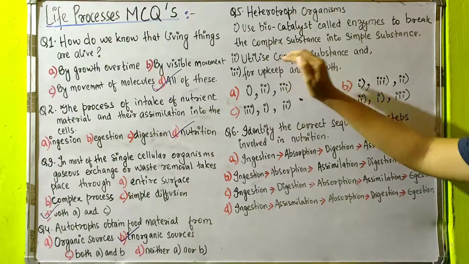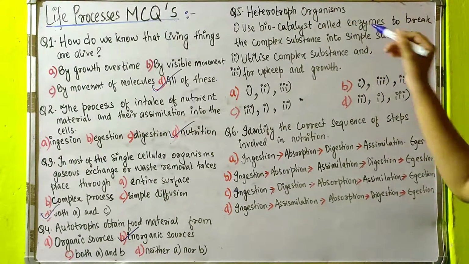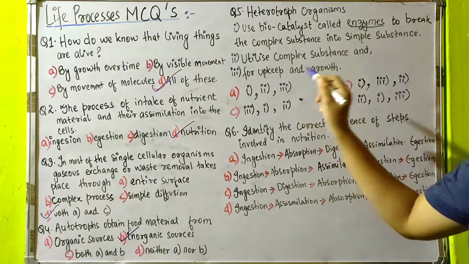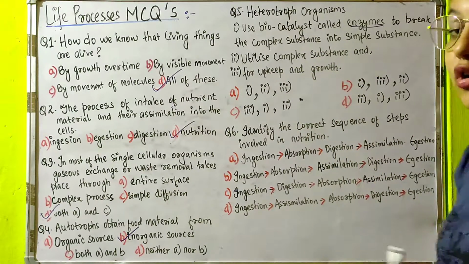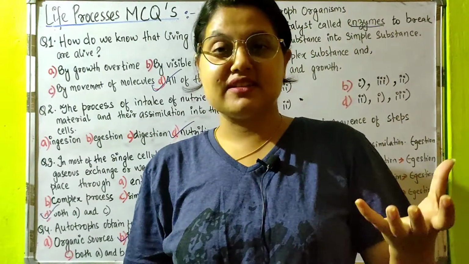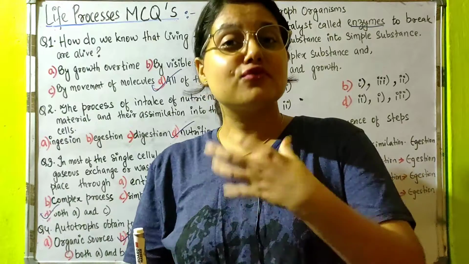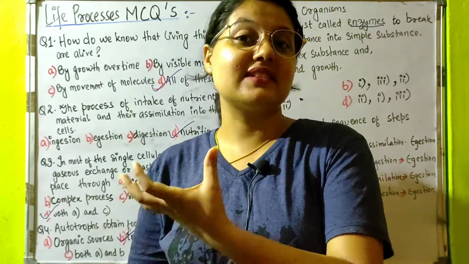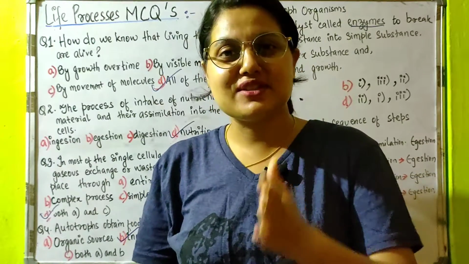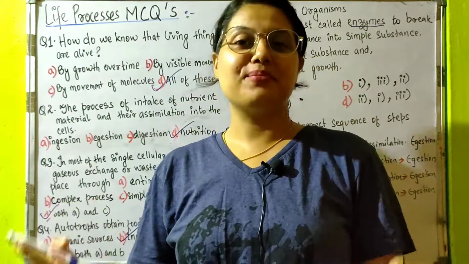Heterotroph organisms utilize complex substance and use biocatalyst called enzymes to break the complex substance into simple substance for upkeep and growth. What does the heterotrophic organism do? They utilize the complex substance in the form of their food. They cannot digest that complex substance, so they use a biocatalyst known as enzyme. Those enzymes break down the complex substances into simple substances, and now they can digest it and they can grow and repair themselves.